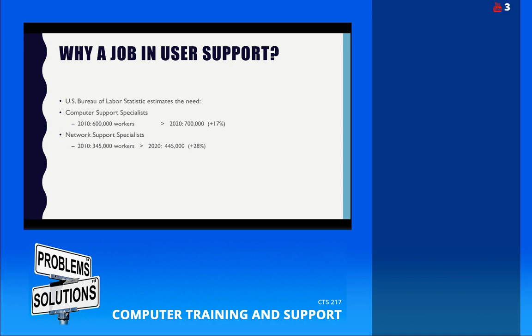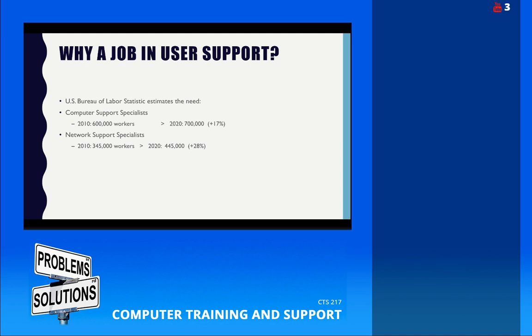And this is according to the U.S. Bureau of Labor Statistics, which is the government body that looks at all the jobs in the country, looks at where there are jobs that are lacking, jobs that our country needs, places where we need to grow. And by next year, they're estimating that we're going to need 700,000 jobs in computer support specialists, 445,000 jobs in network support specialists. Big growth in both areas.